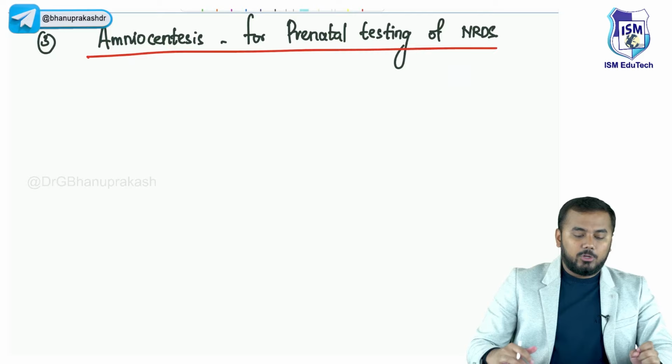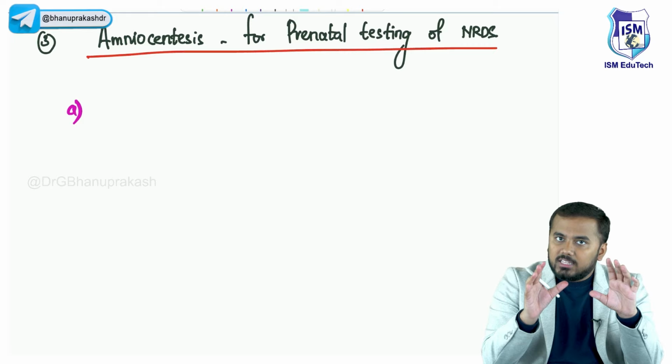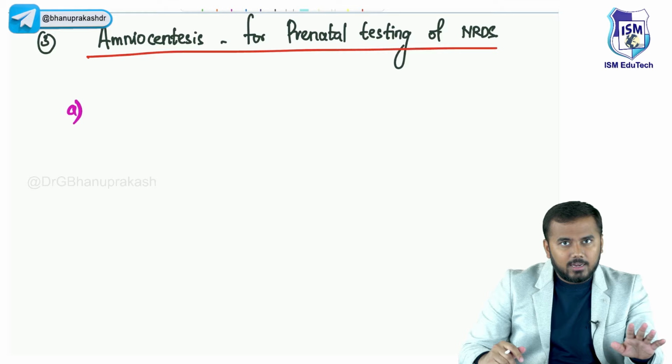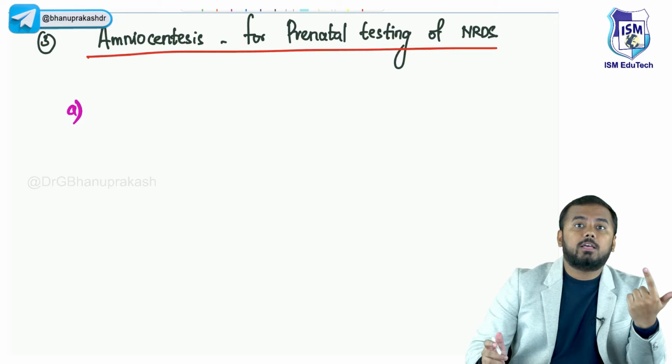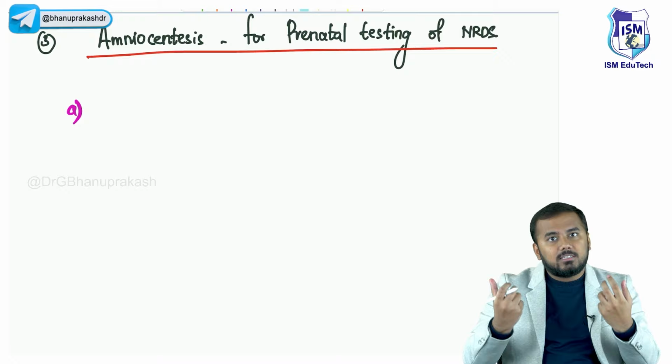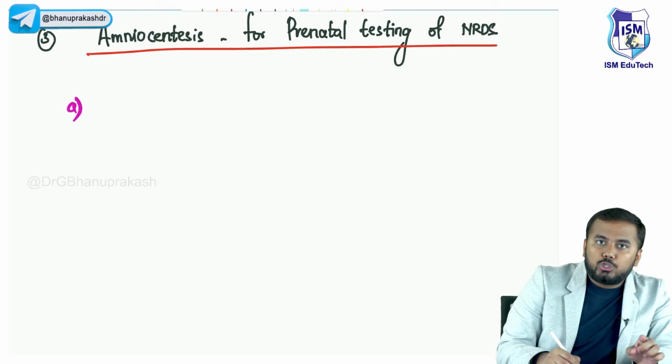Okay, what is this amniocentesis? The first important thing you need to know is that within the surfactant we have two important things. I told you about phosphatidylcholine, you remember? The other name for phosphatidylcholine is lecithin. So within the surfactant we have lecithin, and we have another lipid called sphingomyelin. If these two are more, it means surfactant is more, so the lungs are mature. If these two are less, surfactant is not formed and the lungs are immature, right? So I do a ratio, the lecithin sphingomyelin ratio.